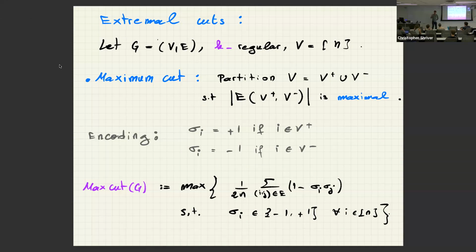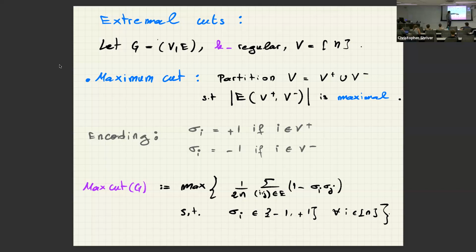By the way, I apologize, maybe 2 or 3 of you have already seen this talk in this audience. So for the rest of the people, perhaps this is going to be somewhat new. So for maximum cut, I'm looking to partition my vertex set into 2 sides, such that the number of edges that cross the partition is maximal. You can encode this as a spin system where I'm going to assign a plus to one side of the partition and a minus to the other side. And I can write a formula. This is a formula for the maximum cut of a given graph G.